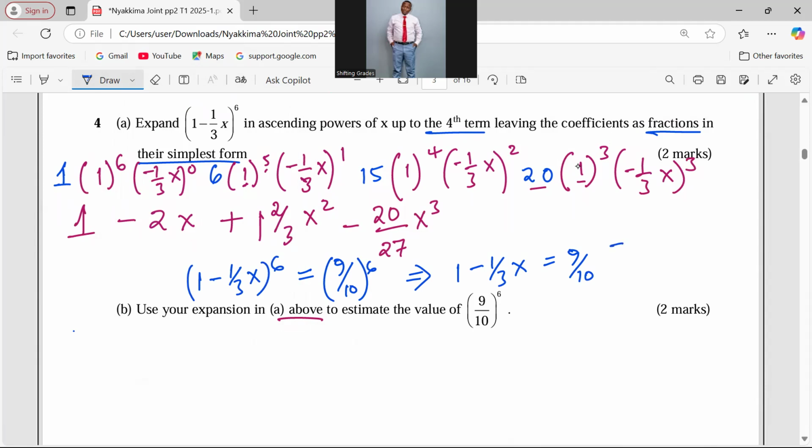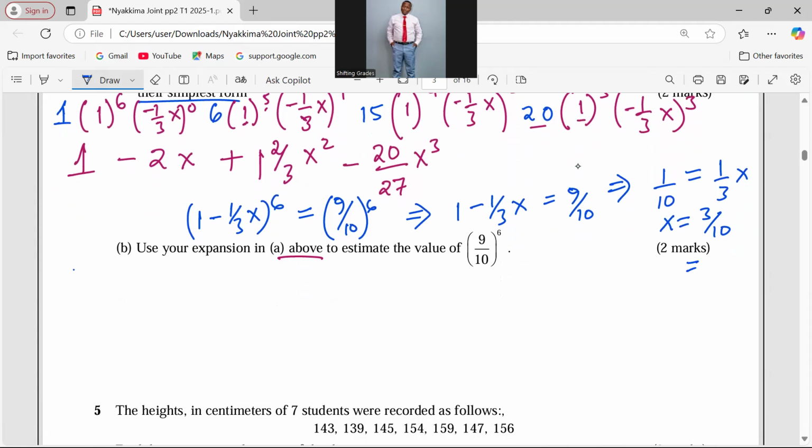Now, we can group terms here such that 1 over 3 x goes to the right, where it will be positive. Then 1 minus 9 over 10 to give us 1 over 10. So how do we remain with x? By multiplying both sides by 3. So we get 3 over 10. And remember, 3 over 10 is just 0.3. So x equals 0.3.